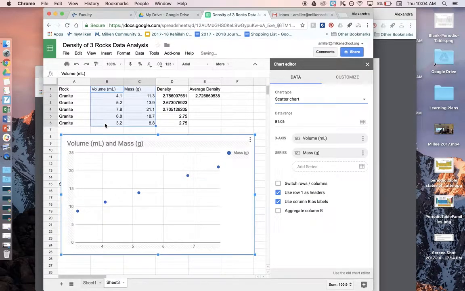So first, I'm going to look at the numbers for volume, and I see, okay, yeah, it goes from about 4 to about 8, right? Or from about 3 to about 8. And then for mass, it goes from 0 all the way to 25. And that covers the range of my mass numbers too. And here I see the x-axis is graphing volume on the x, good, and mass on the y. And that's what we want.